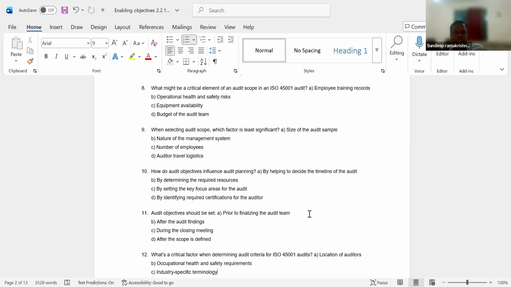So, what is the ninth one answer? The ninth one answer is D, sir. Audited travel logistics. This is the least important factor. Correct. 10th one? The 10th one answer is C, sir. By setting the key focus areas for the audit. Okay, all right. Good, Harish Kumar.